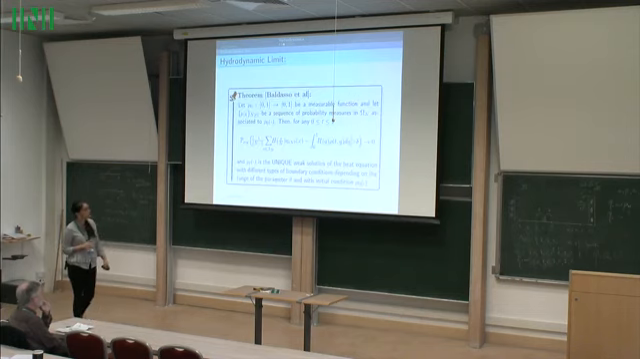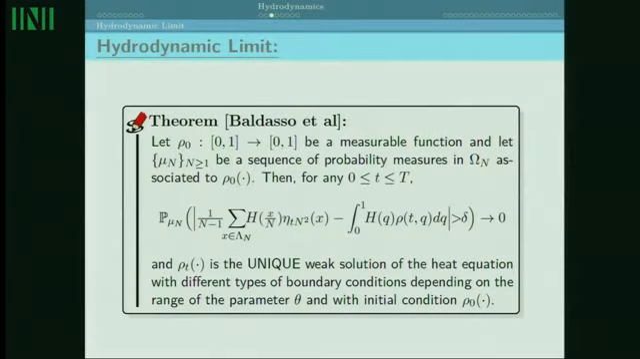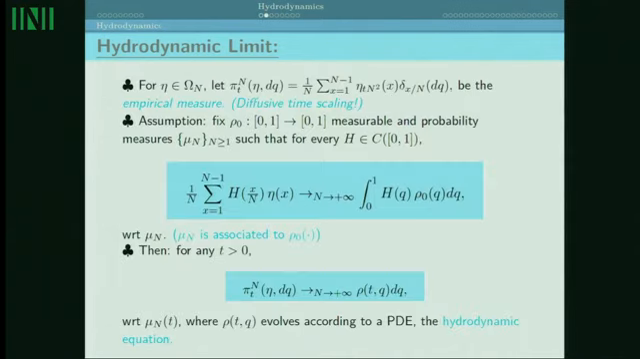The first result was proved by Baldasso and some other co-authors, and the result is the following. In fact, the hydrodynamic limit is true in the case where, let me start to put some restrictions on the parameters, theta is greater or equal to 0, so we are in the slow case. And the result is the following. The previous result is true.